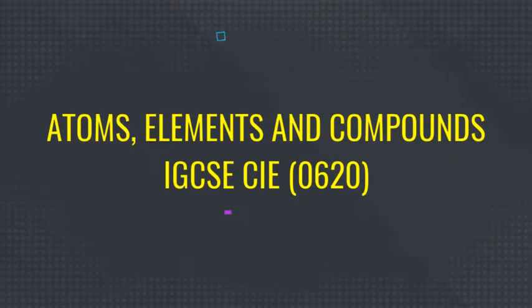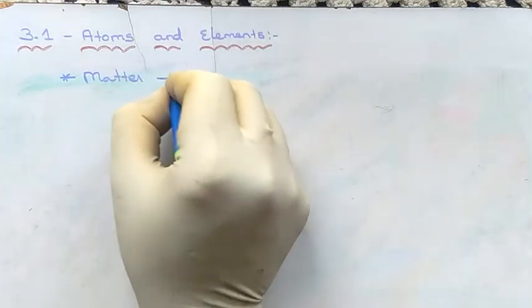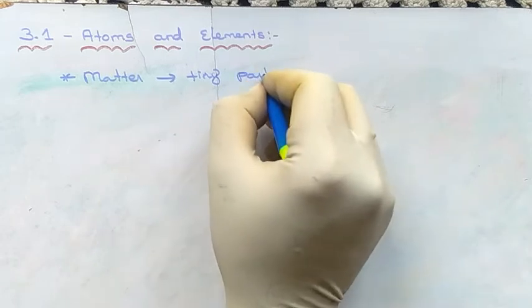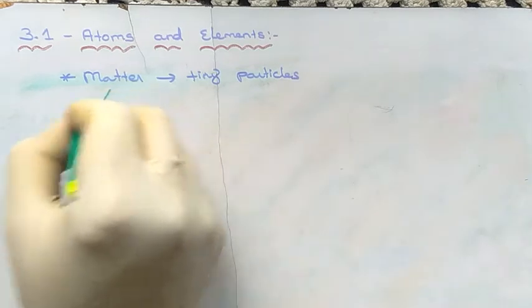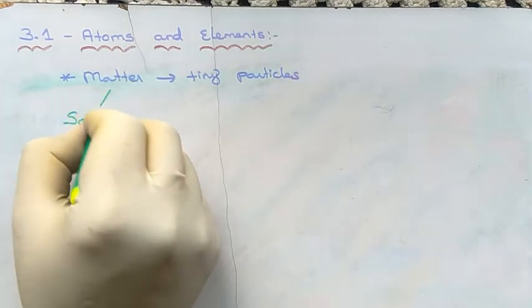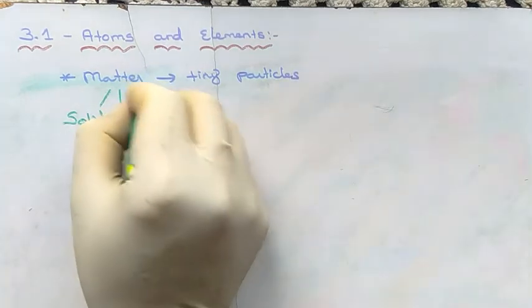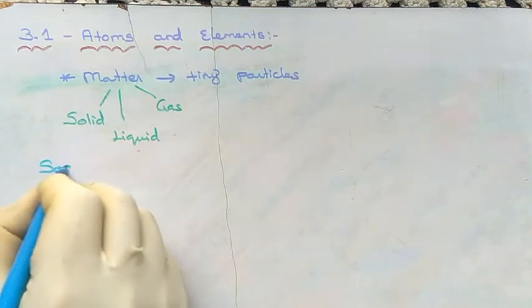Welcome. In this video, we are going to watch the third unit of IGCSE CAE, that is atoms, elements and compounds. First, we should know that matter is made up of tiny particles. There are three states of matter: solid, liquid, and the third one is gas. These three states of matter are made up of tiny particles.